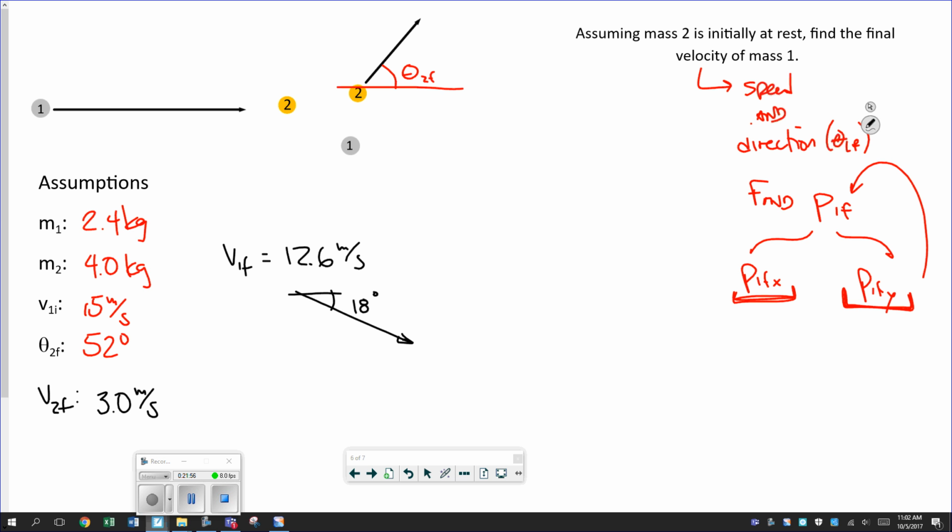Okay? Careful with sign. Careful with how you express your components of each of these two, P1 final and P2 final.